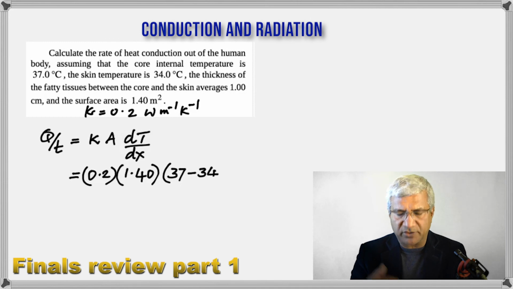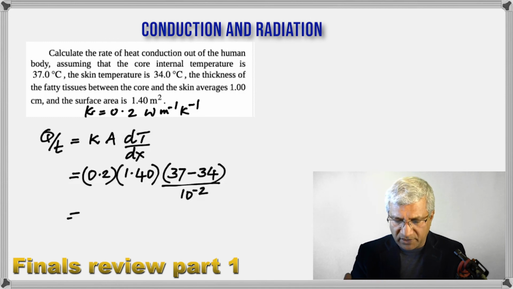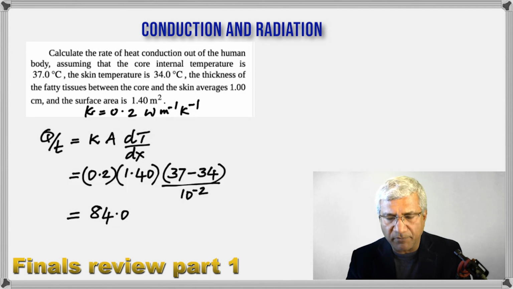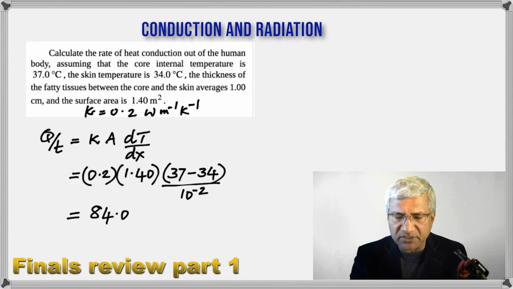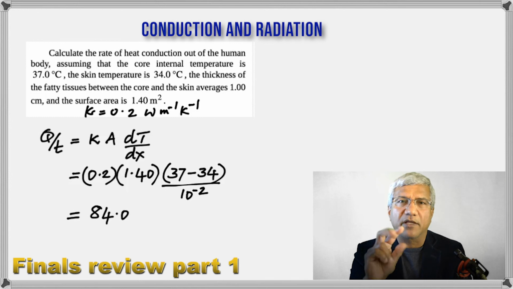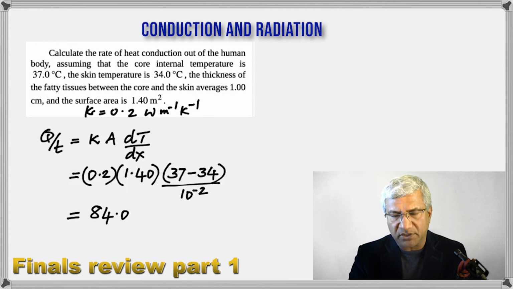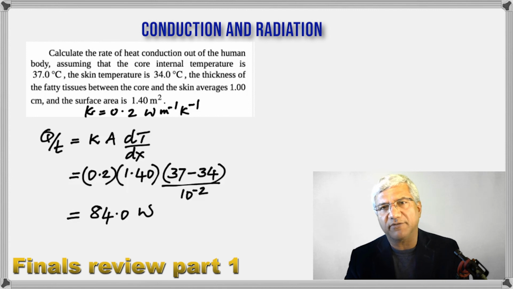0.2 times area is 1.40, times 37 minus 34 by dx. What is dx? 10 to the negative 2. Yeah, because it's 1 centimeter. You got to change it into meter. That's 1 divided by 100. That's why it's 10 to the negative 2. And we get 84 joule per second, which is 84 watts.